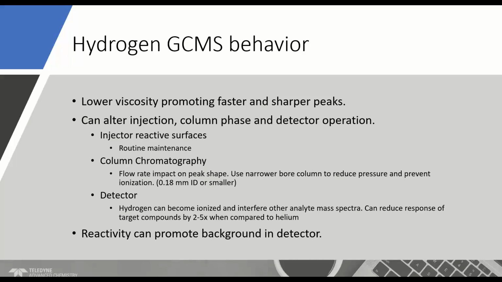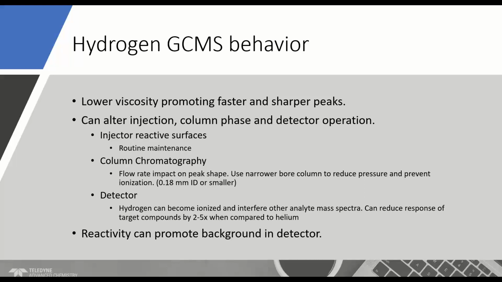8260D also includes guidance for using hydrogen as a carrier gas. So I also wanted to take a little time to talk about the GC mass spec behavior when using hydrogen as a carrier gas. Hydrogen viscosity is more broadly stable across a wide range of flow rates, allowing for a greater separation efficiency under wider range conditions than helium. However, because of its highly reactive nature, hydrogen can alter the injection, column phase, and detector operation.